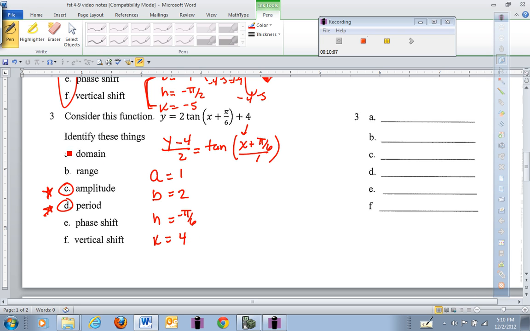All right? This is going to be hard too. The domain is going to be different. You know that right now the domain is based off of all real numbers except where the asymptotes go. Well, we're going to shift all of the asymptotes.